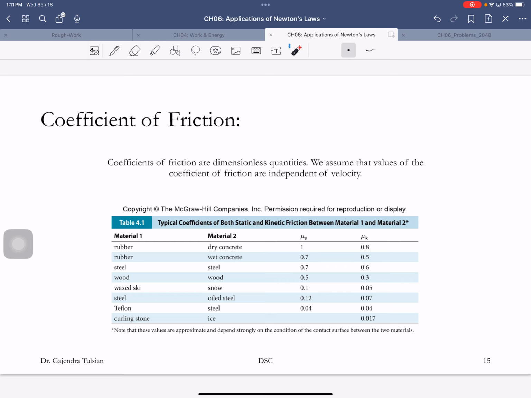How come on the bottom, curling stone on ice doesn't have a mu s? Well, if it's not repeatable, they don't put that there. It's so small that you can't even really measure it properly. The ice is not consistent. It's not the same every time. So this table doesn't have it.